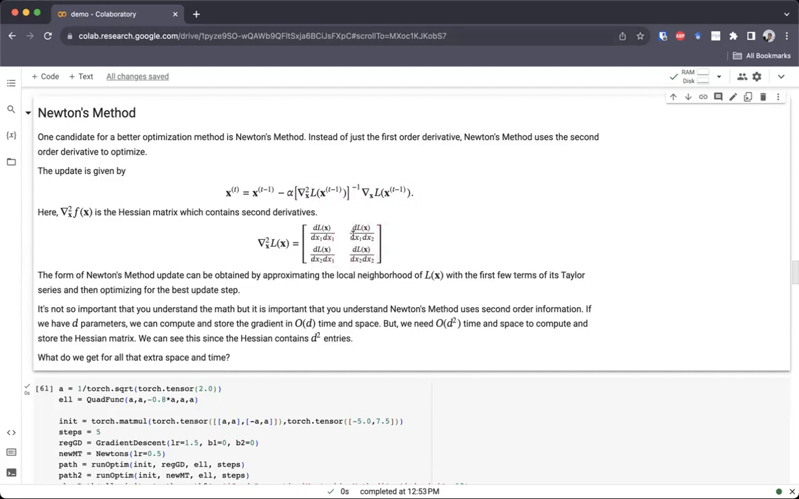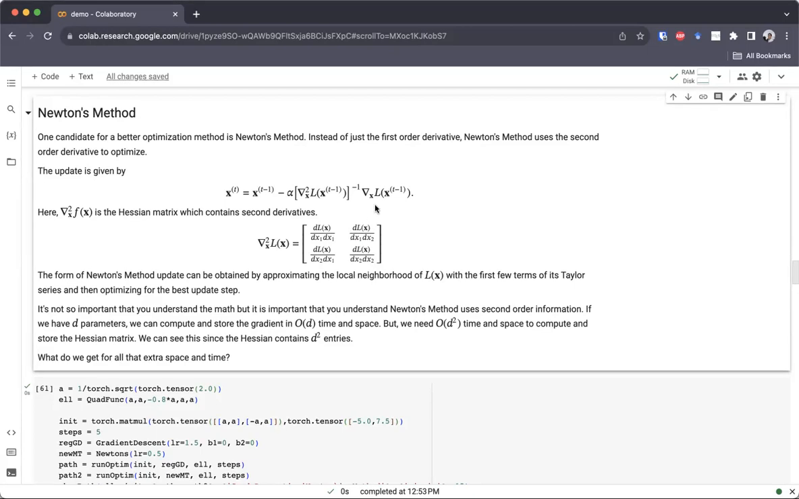In particular, it's important to notice that the size of the Hessian is d squared, where d is the number of parameters we have to our function. In contrast, the gradient has size d, which is linear in the number of variables or parameters that we have for our function. So right off the bat, we notice that Newton's method is much more inefficient, much slower to compute and store than the gradient descent method.